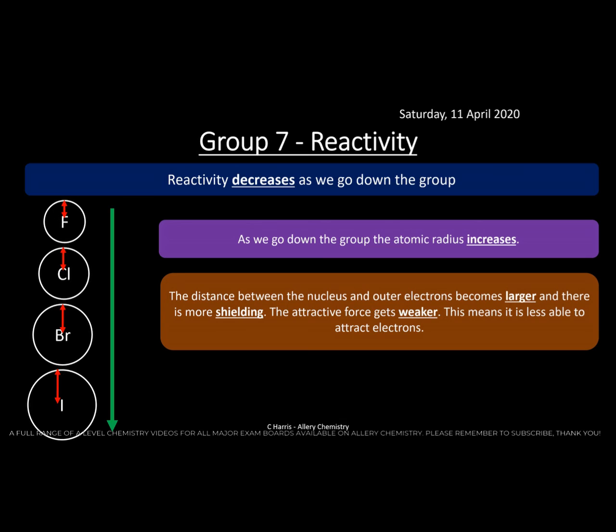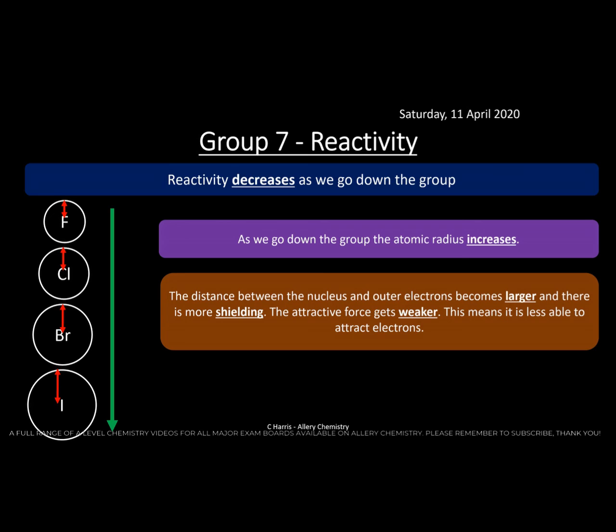And so there's more shielding. So the attractive force gets weaker as we go down the group, and this means it's less able to attract electrons. Group 7 elements attract electrons, not give up electrons. Because they've got 7 electrons in their outer shell, they only need 1 more to get a full stable shell. So it's much easier for group 7 to accept an electron than to lose the 7. So this is the opposite way to group 2.